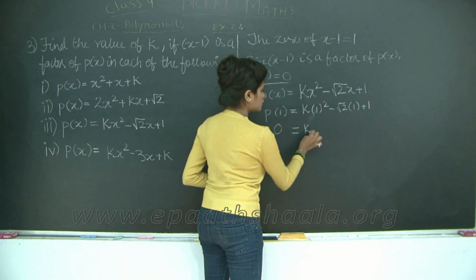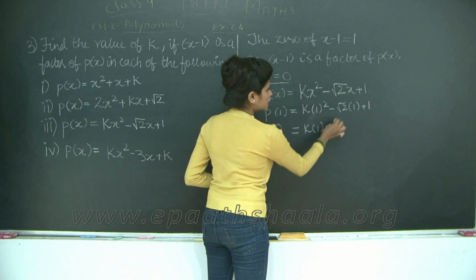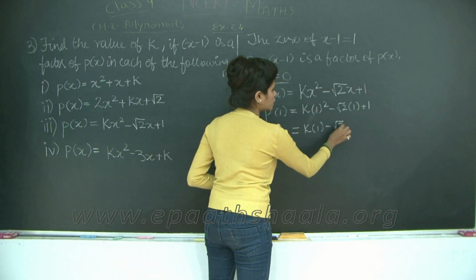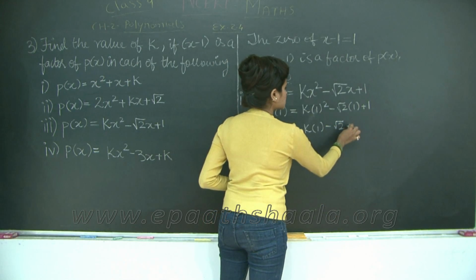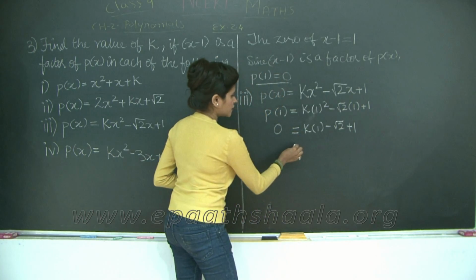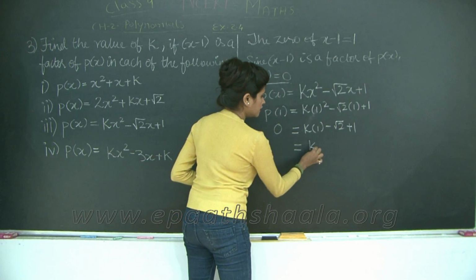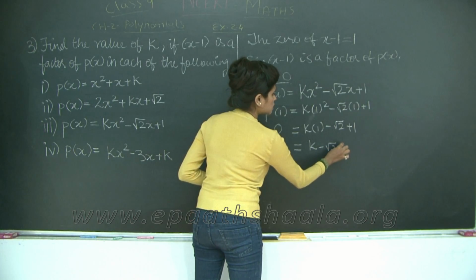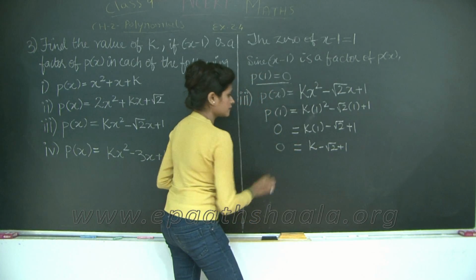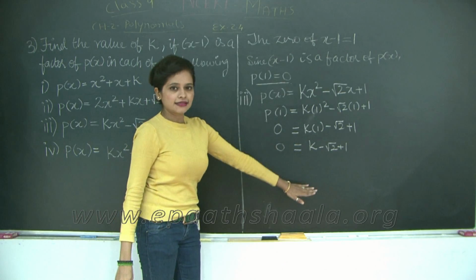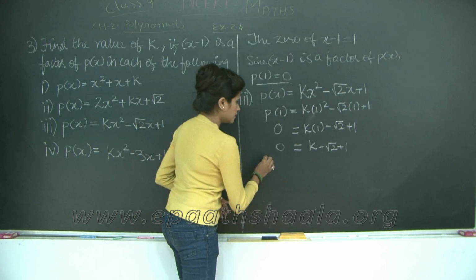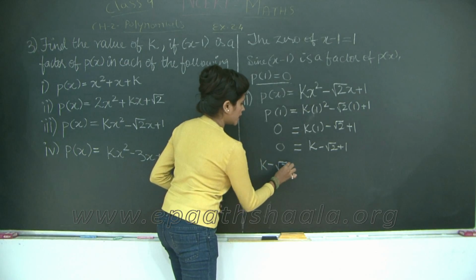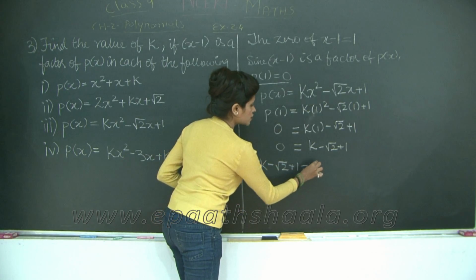I get k into 1 minus 2 root 2 into 1, anything into 1 will give you that particular number. So, root 2 plus 1. K into 1 will give me k minus root 2 plus 1. I am again swapping the sides, that is the left hand side with the right hand side. So, I get k minus root 2 plus 1 is equal to 0.